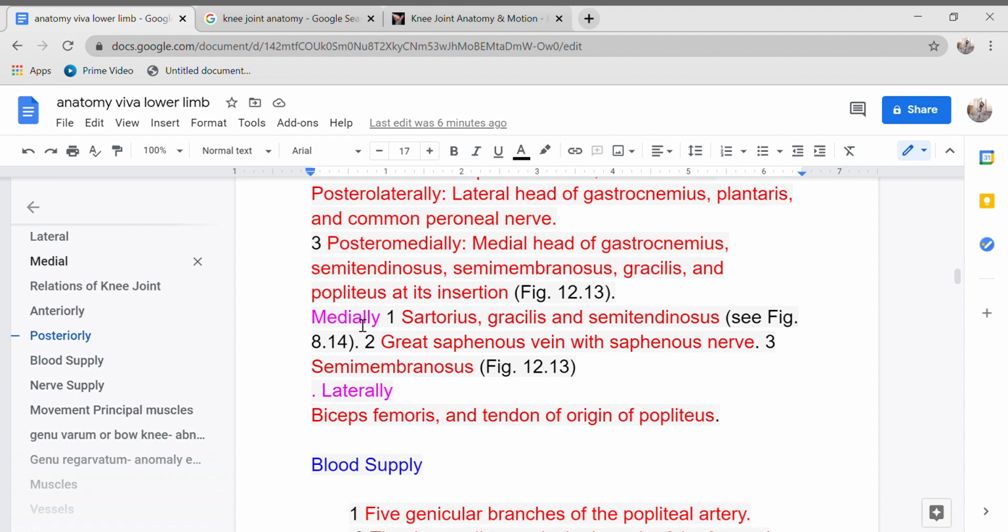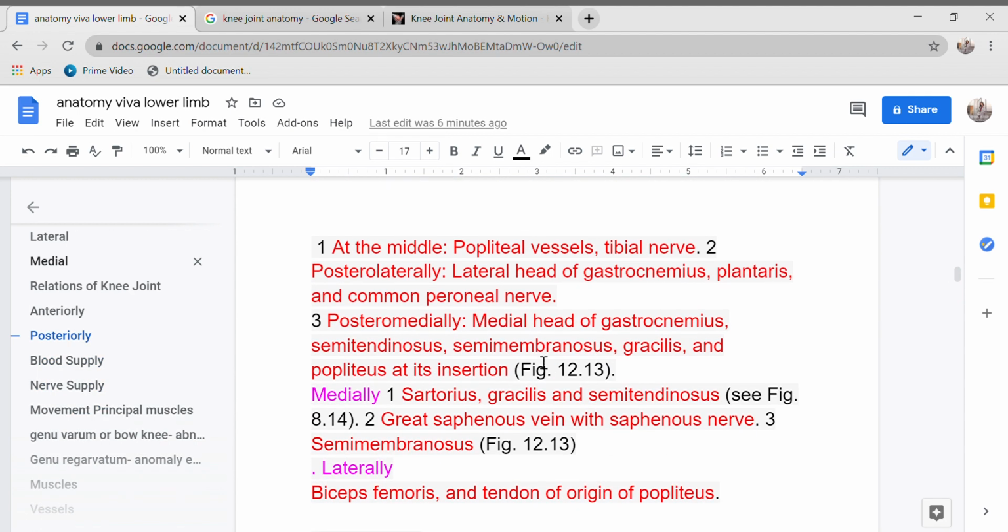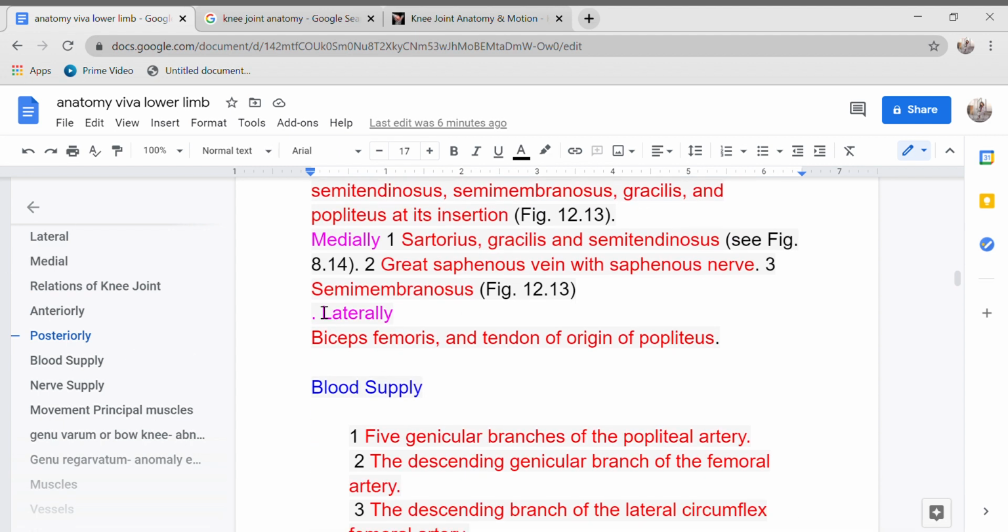Medially, if you go, you have the sartorius, the same things will repeat. Okay, gracilis, semitendinosus, you have the great saphenous vein and its nerve, and semimembranosus, gracilis, semitendinosus, sartorius, all you have. Laterally there is the biceps femoris and origin of popliteus tendon.